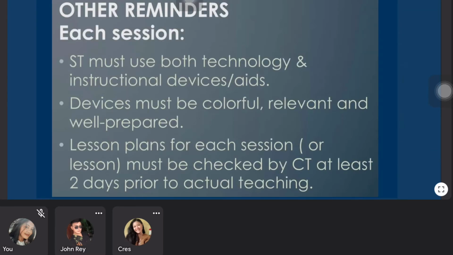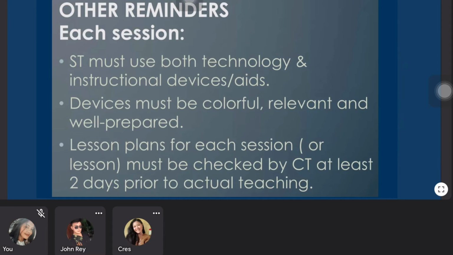Okay, other reminders, each session. So SCs must use both technology and instructional devices and aids. Now, this is because we always have to have plan A and plan B, plan A for technology, and whatever may happen, we have a backup of instructional devices or instructional aids.